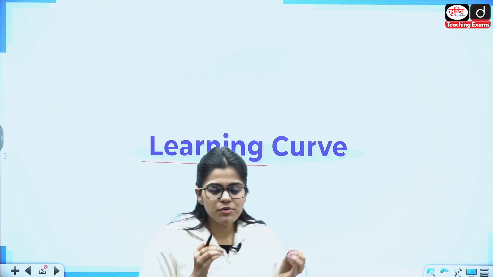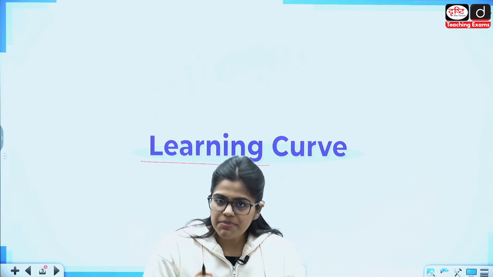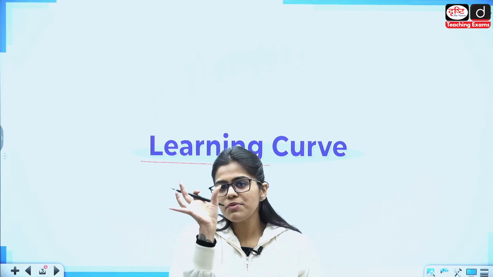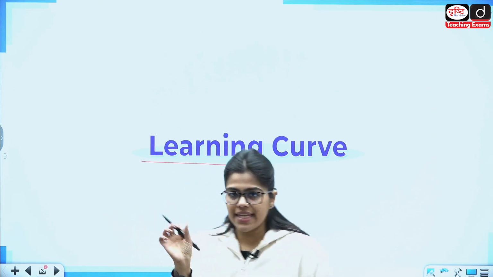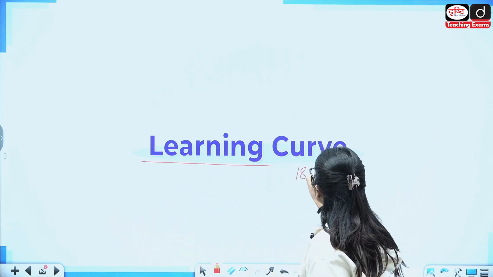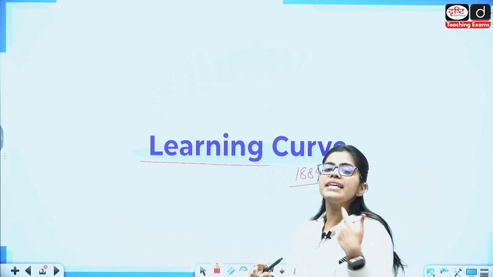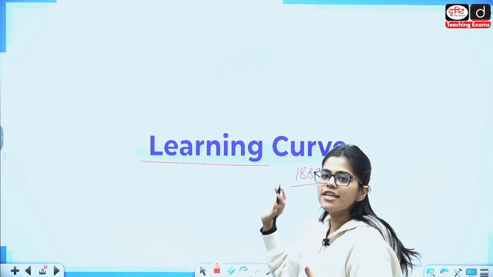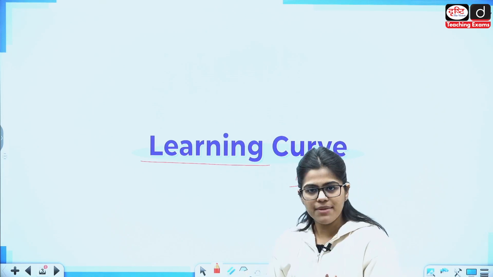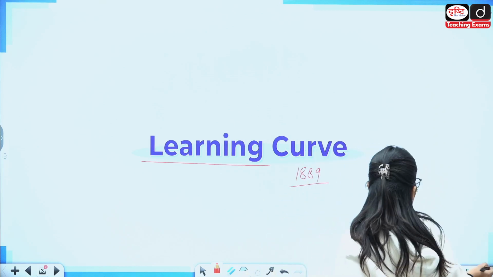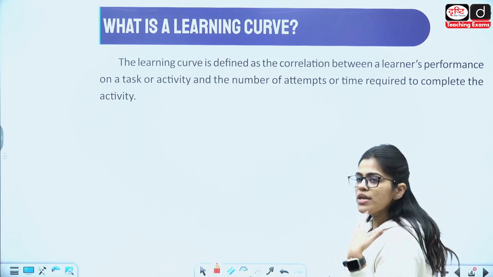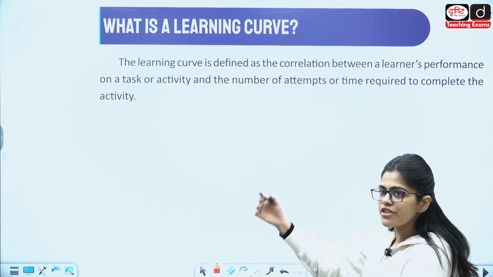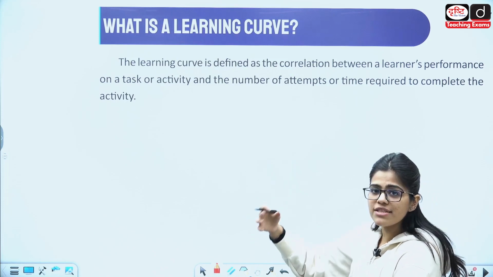So this concept was given by Hermann Ebbinghaus, and this concept was given around 1889. ये कब दिया था? It was around 1889 when Hermann gave this concept, and Hermann talked about this concept of the learning curve. So there are four main types of learning curves, and we'll be looking at these learning curves. So what exactly is learning curve? पहले definition देखते हैं. So as I told you, it's a graphical representation of the progress of a child.